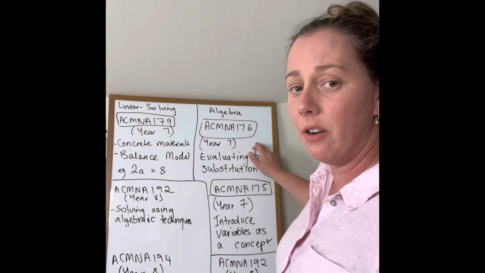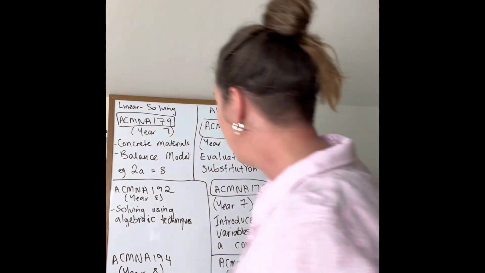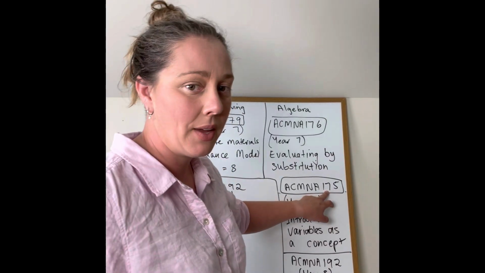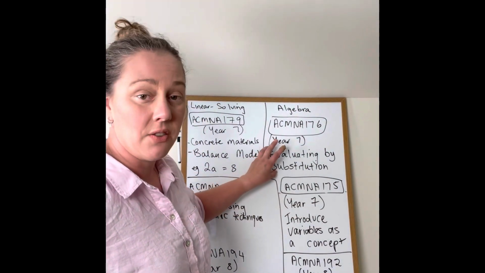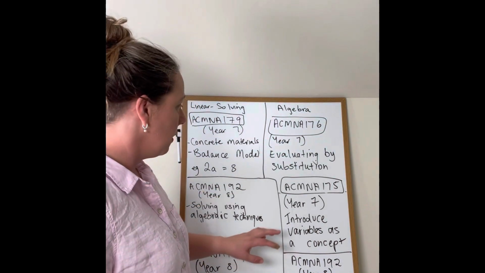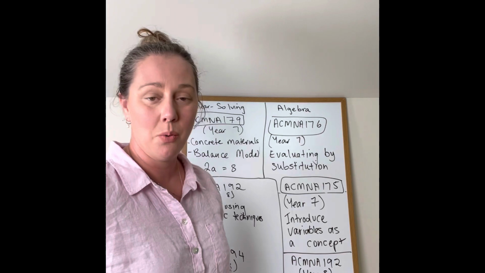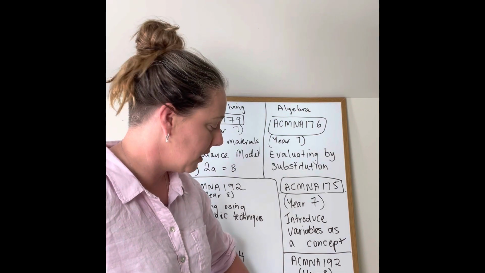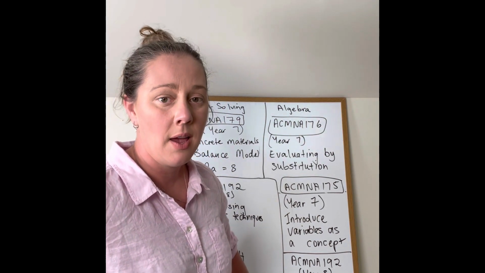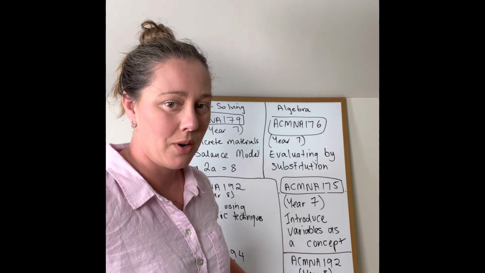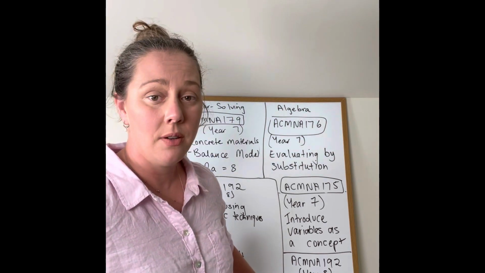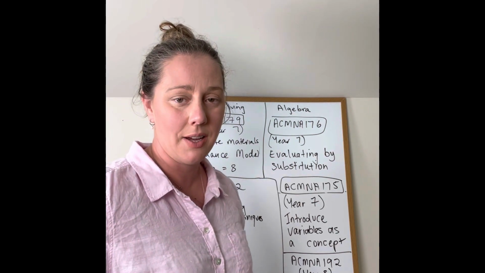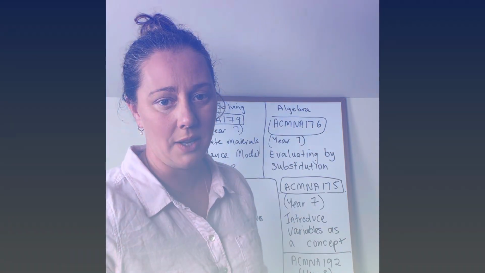Our other codes to take care of and be aware of are our algebra codes. So 176 and 175 are at a year 7 level. So we're talking about just evaluating something by substitution, or we're introducing variables as a concept. We're just starting to play with letters. That's it. By year 8 though, we're starting to simplify using our 4 operations. And as I unpack this problem, that's actually where I would start. I would have this student working there first, getting our simplifying first, getting our algebra, and then worrying about substitution later.